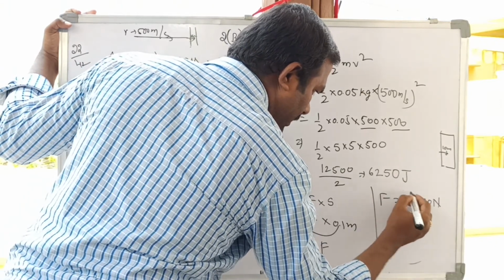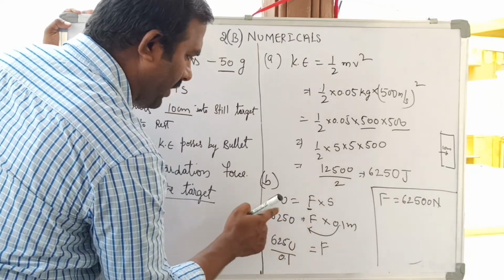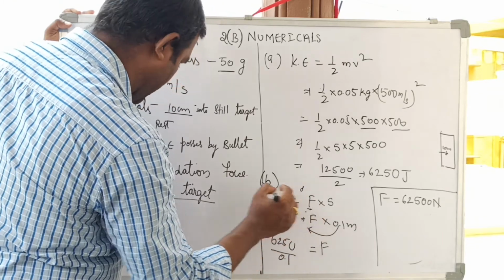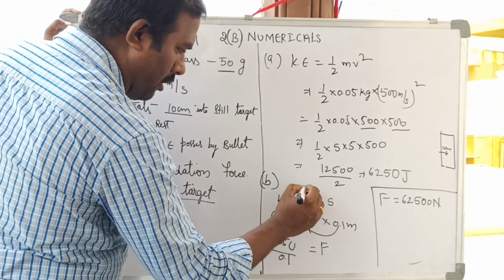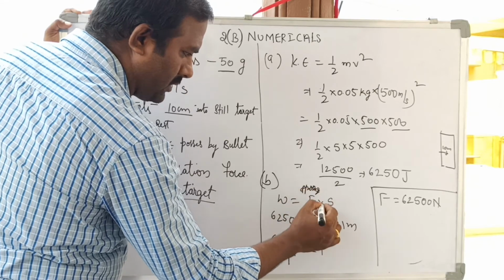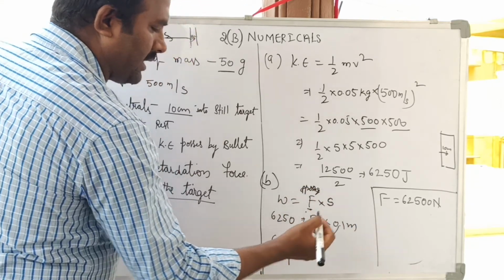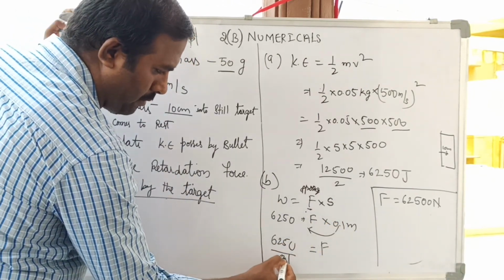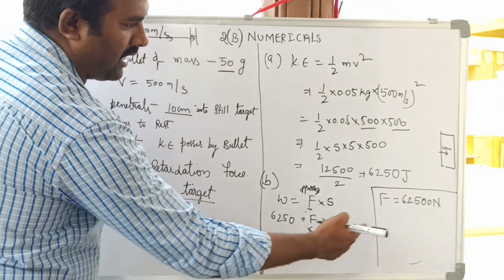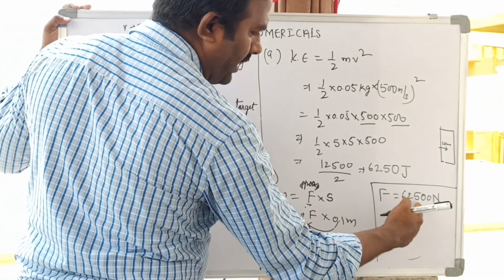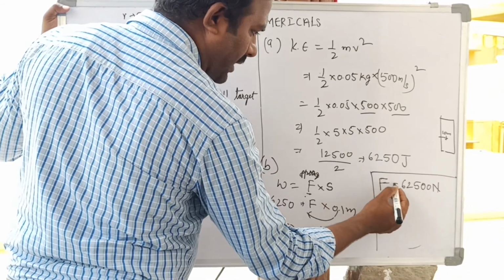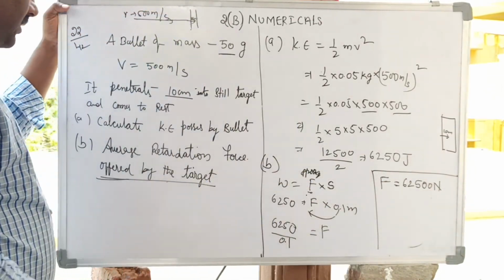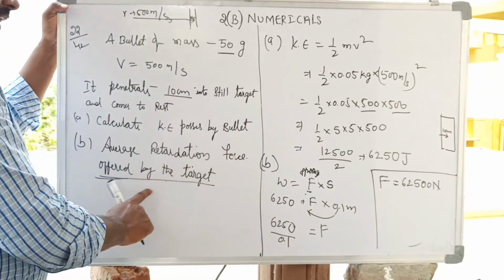Therefore F is equal to 62500 newtons. Work done is equal to force into displacement, where the force is the opposing force offered by the target, and the displacement is 10 centimeters, that is 0.1 meter. So F is 6250 by 0.1 meter, which gives 62,500 newtons. The force offered by the target is 62,500 newtons. This is the average retardation force offered by the target.